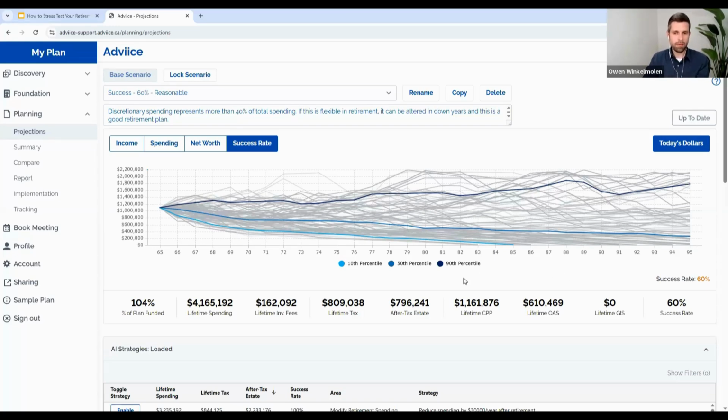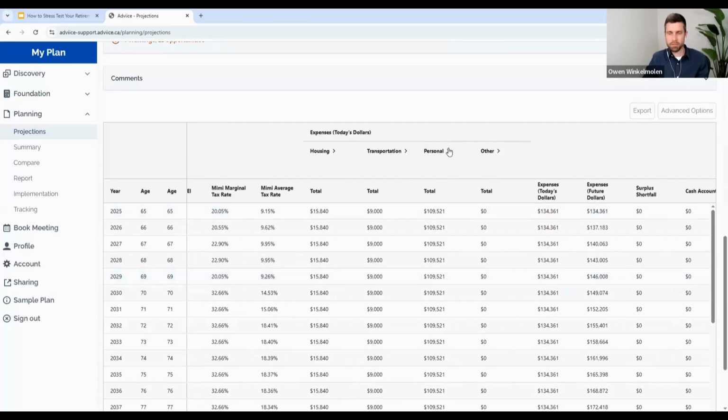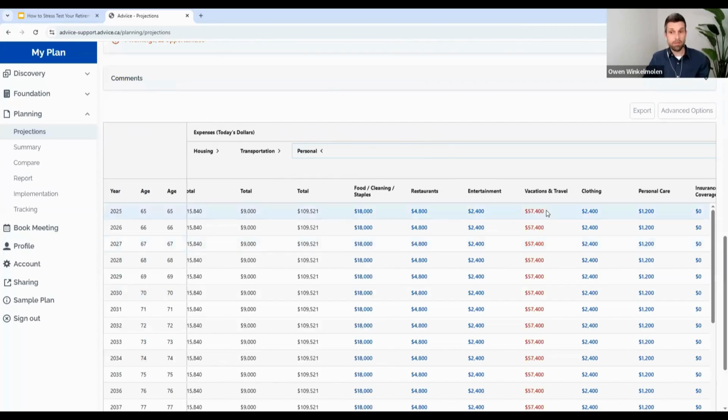But if we look at the spending down here, and let's look at personal spending, we have a very large amount in this plan, a very large amount of discretionary vacation and travel spending. So this isn't locked in spending. This is purely discretionary. It's not like they purchased a vacation property or some other sort of fixed expense.